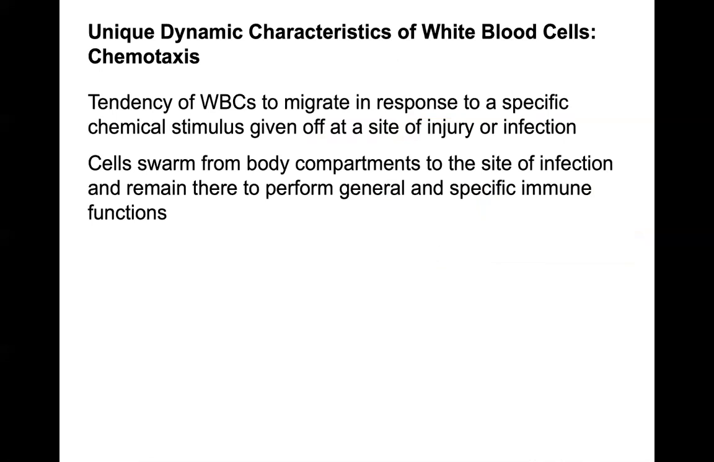The tendency of white blood cells to migrate in response to a specific chemical stimulus given off at a site of injury or infection is essentially due to chemotaxis. Cells swarm from the body compartments to the site of infection and remain there to perform general and specific immune functions.